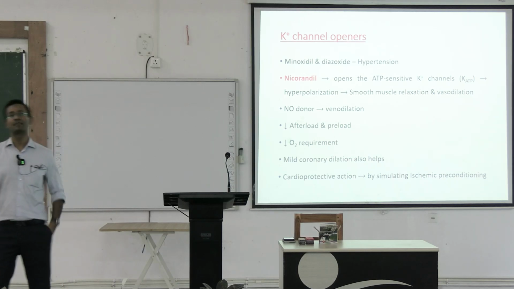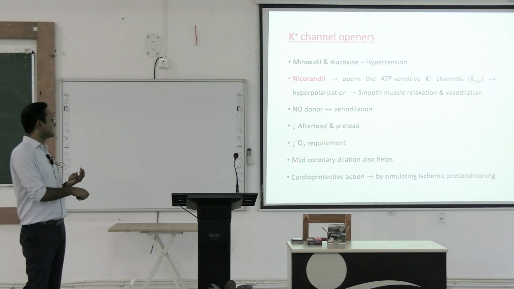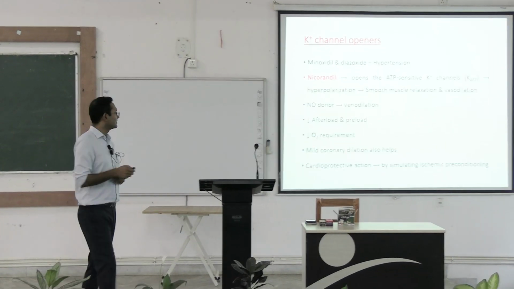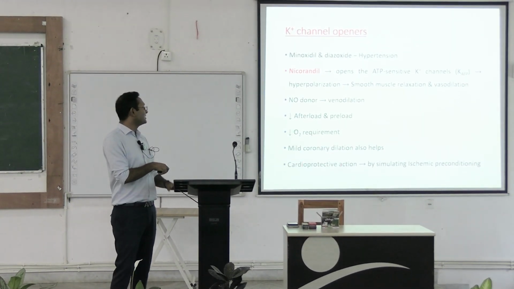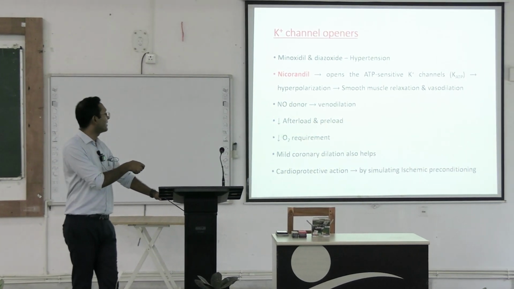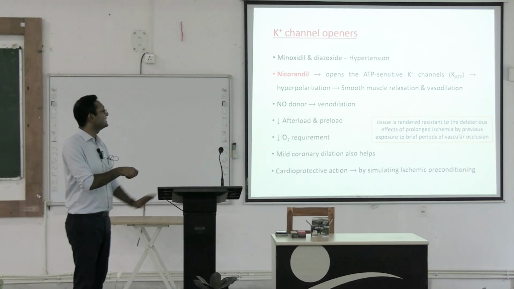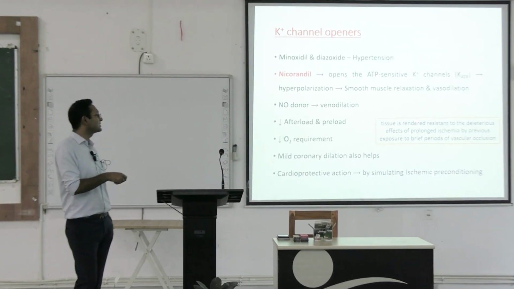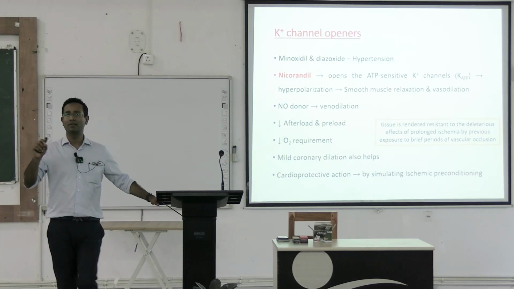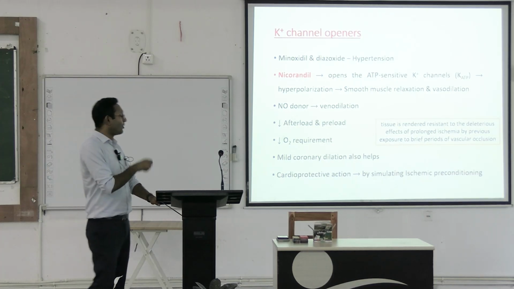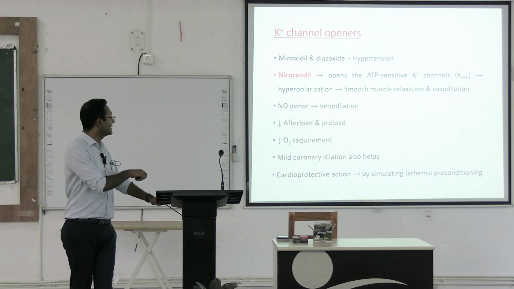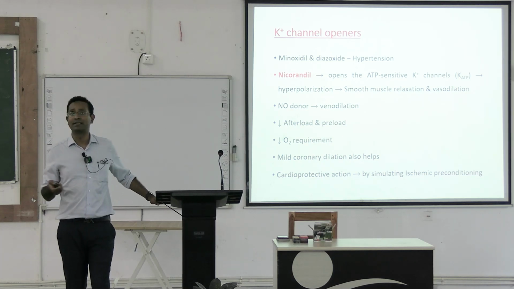So, this decreases both afterload and preload, and decreases oxygen requirement. Mild coronary dilatation also happens and it helps. And there is a cardioprotective action by stimulating ischemic preconditioning. How does it happen? The tissue is rendered resistant to the deleterious effects of prolonged ischemia by previous exposure to brief periods of vascular occlusion. So, the cardioprotective action of potassium channel openers is by stimulating ischemic preconditioning.